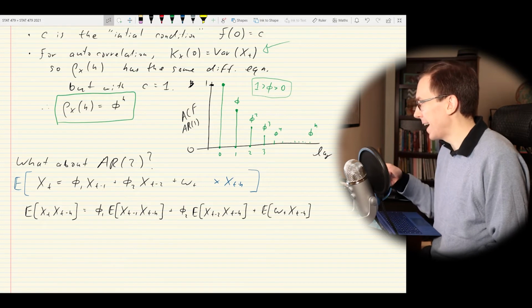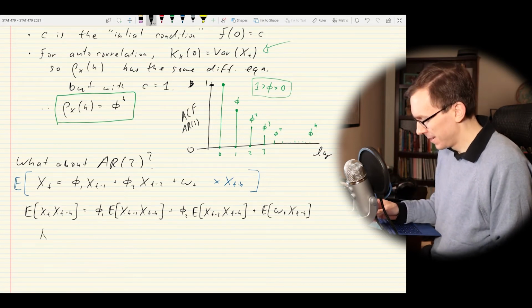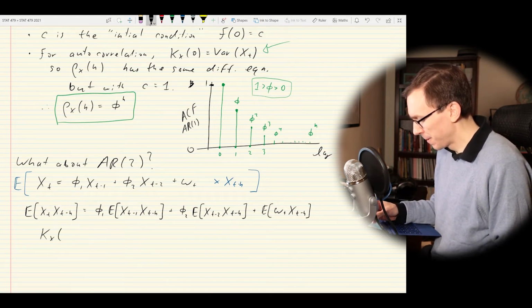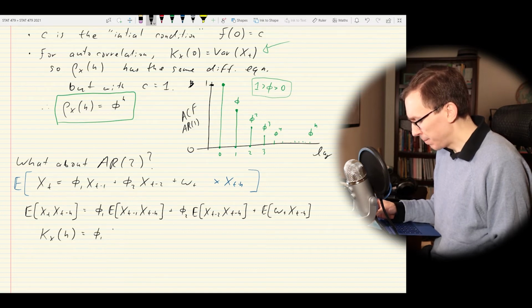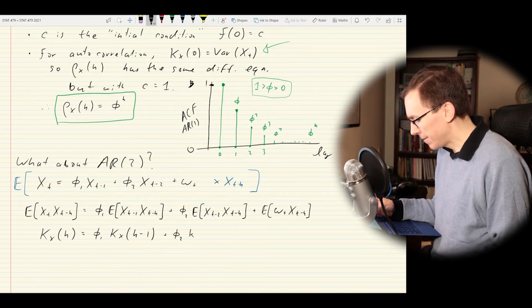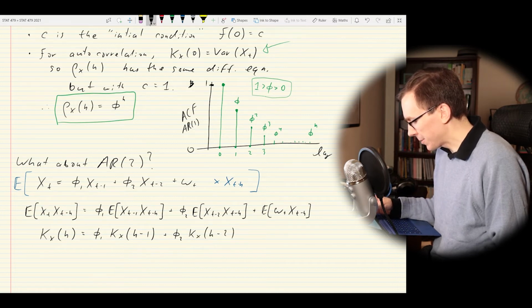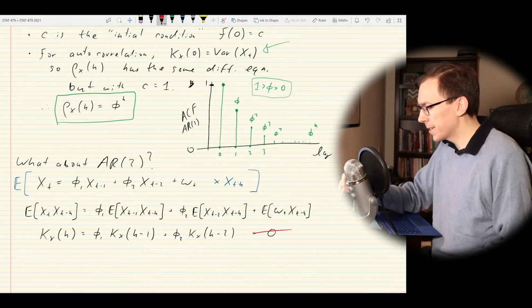Excellent. So we have all of that. And then this simply reduces to the autocorrelation at lag h being phi1 times the autocorrelation at h minus 1, plus phi2 times the autocorrelation at h minus 2. And this last bit is just a 0, so we can just forget about it.